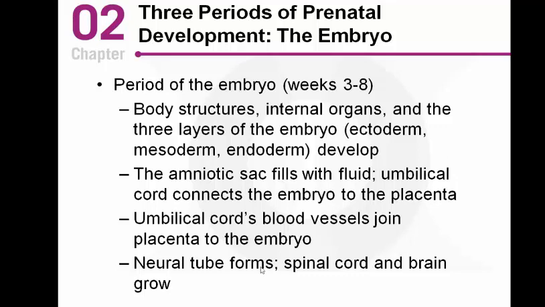Now, it talks here about the neural tube developing. This is very important because the neural tube is going to grow into the brain and spinal cord. Now, it is possible for a baby to have a neural tube defect, to have some kind of issue where the neural tube doesn't fully close or doesn't fully develop.